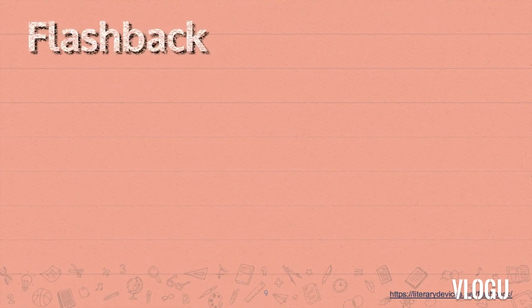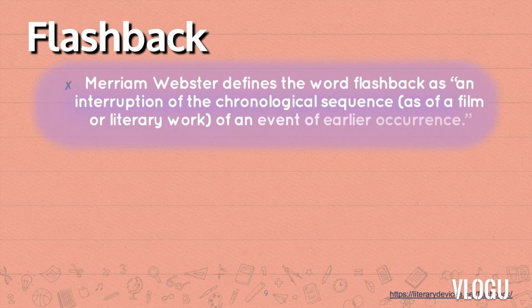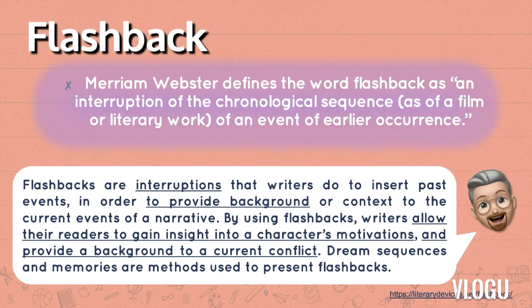Now let's take a look at flashback. Merriam-Webster defines the word flashback as an interruption of the chronological sequence, as of a film or literary work, of an event of earlier occurrence. Flashbacks are interruptions that writers do to insert past events in order to provide background or context to the current events of a narrative. By using flashbacks, writers allow their readers to gain insight into a character's motivations and provide a background to a current conflict. Dream sequences and memories are methods used to present flashbacks.